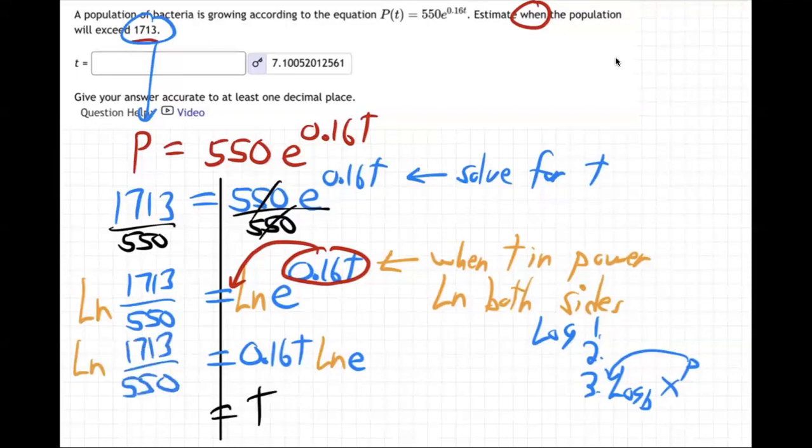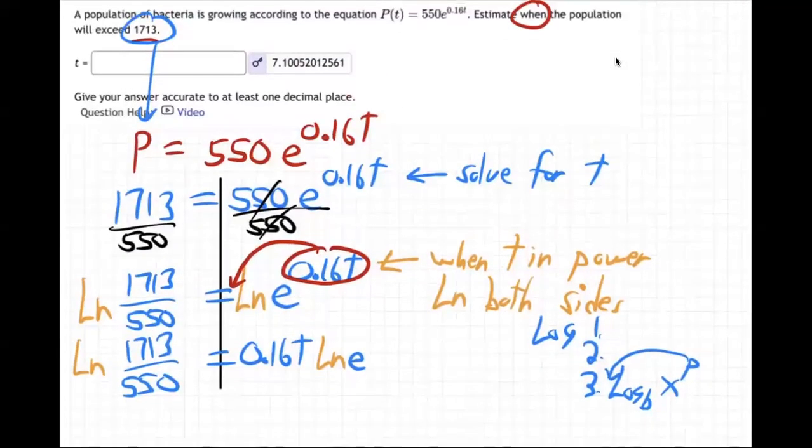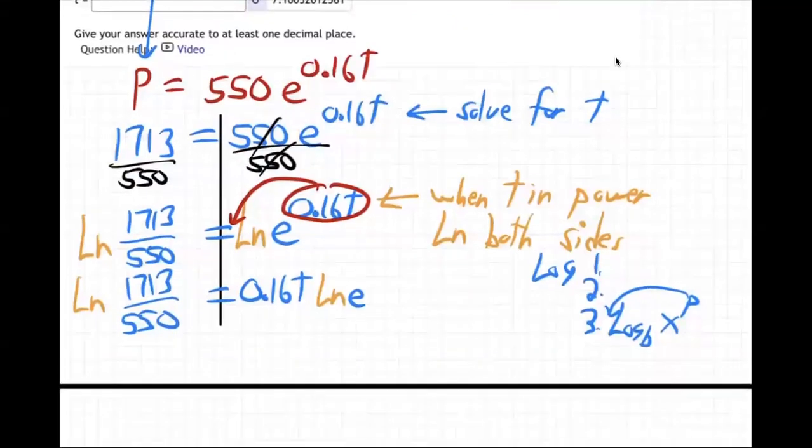Okay, the power is dropped down. Let me get this out of the way here. So the power has dropped down. Now we're almost done. Extend this wall here. And what are we going to do? What's ln of e? It's 1. You can check on your calculator. ln of e, it's just 1. So they just cancel each other out.